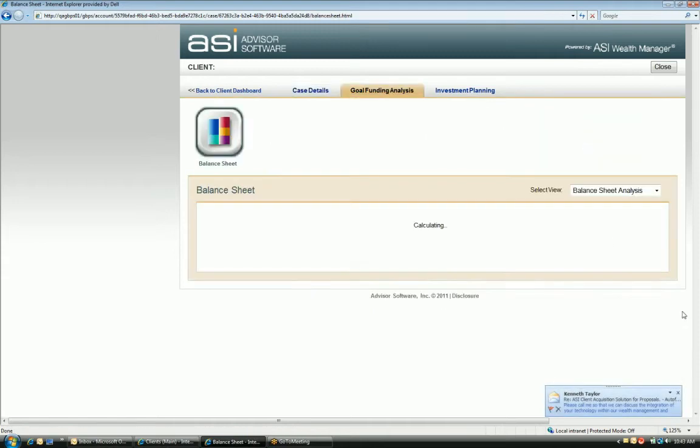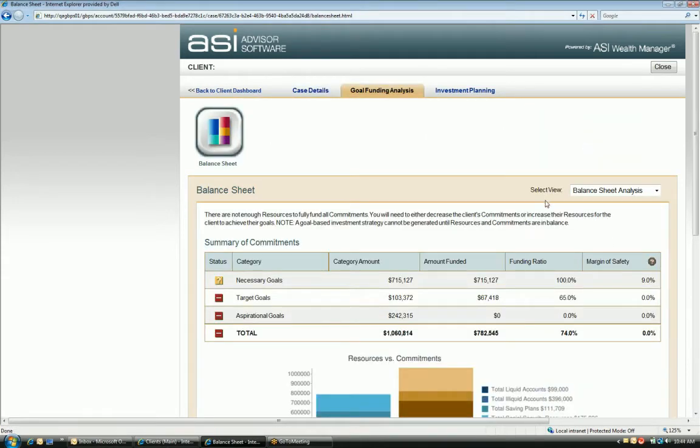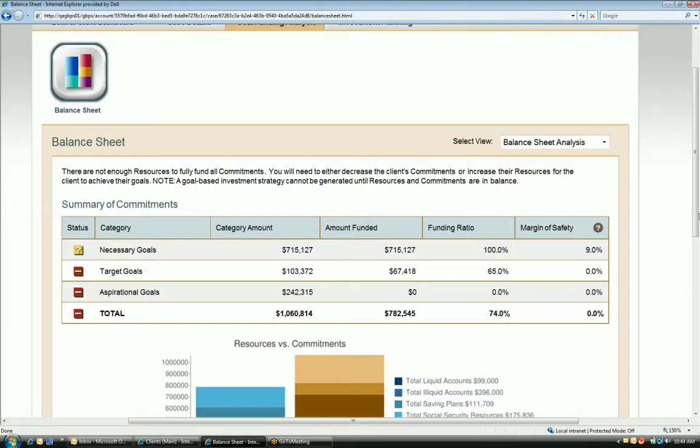Let's go in and take a look at the balance sheet. And the first step is the balance sheet analysis. In the balance sheet analysis, there's important pieces of information here, and I'll go into what's behind the numbers. But the key pieces of information here, there's the funding ratio.